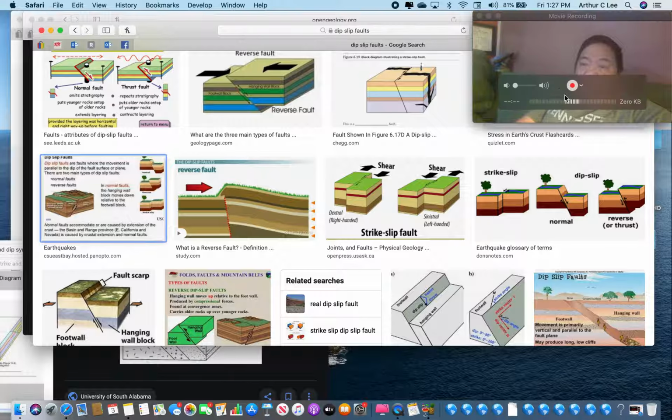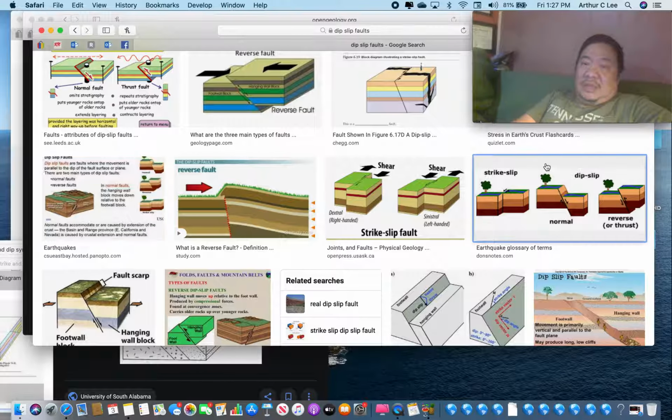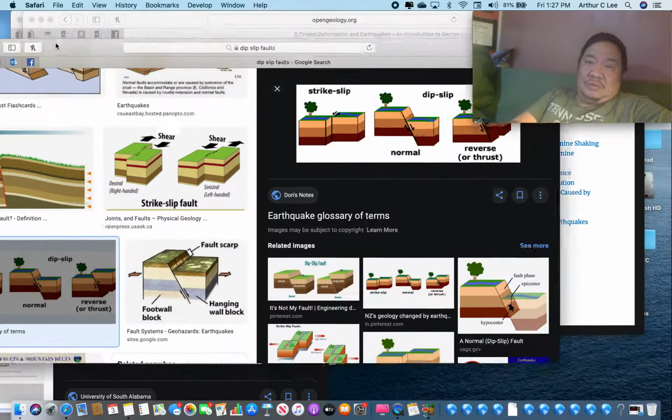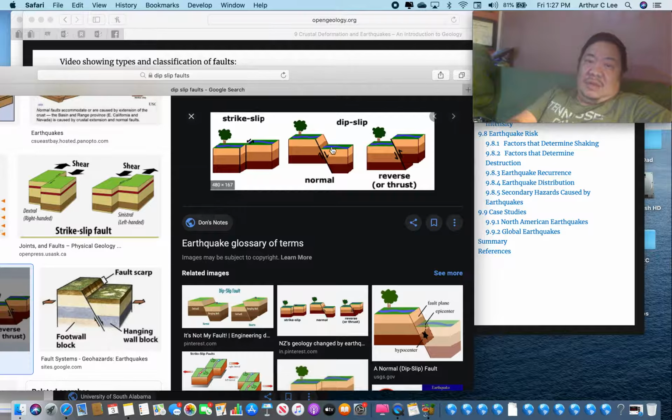Okay, let's take a look at the difference between a dip-slip and a strike-slip fault. Here you can see two kinds of dip-slip faults, a normal fault or a reverse fault. There's also one called a thrust fault I'll show you in a moment. But this is a dip-slip. These two are dip-slip faults, and this is a strike-slip fault.